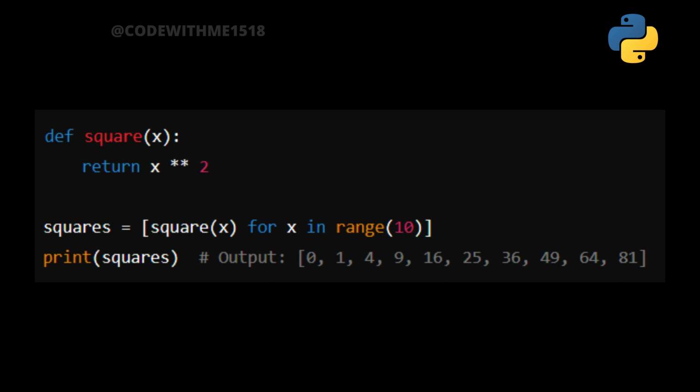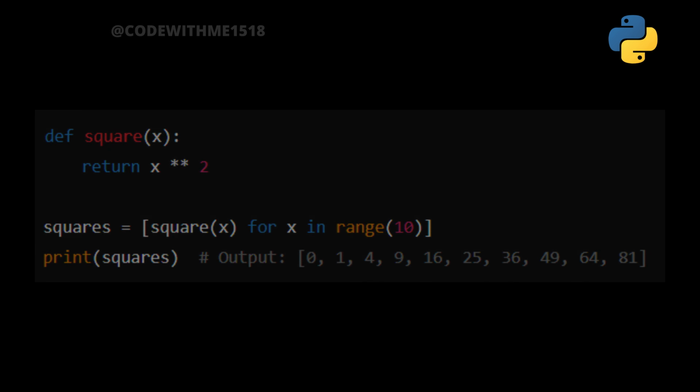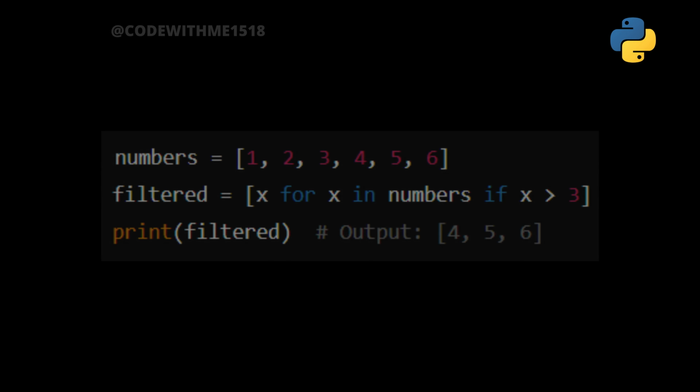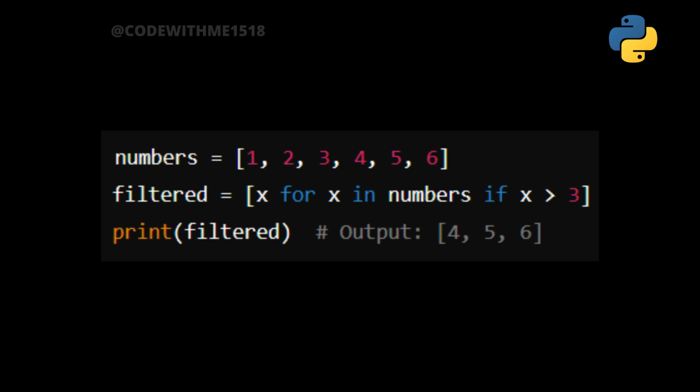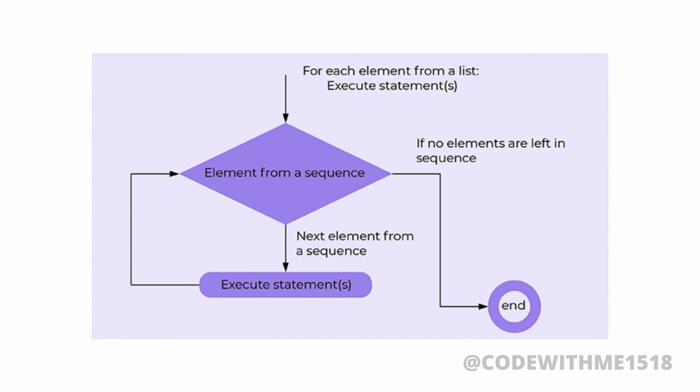2. Use with functions. You can use comprehensions with functions to make your code more expressive. 3. Combine with conditionals. Use conditionals within comprehensions to filter data. Remember, the goal is to write clean and efficient code. If a comprehension makes your code clearer and more concise, use it. If it complicates your code, opt for traditional loops.